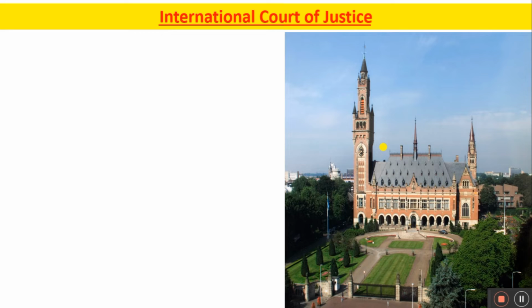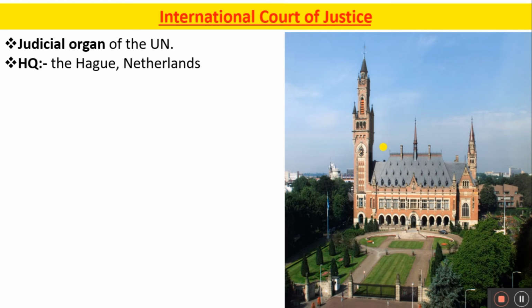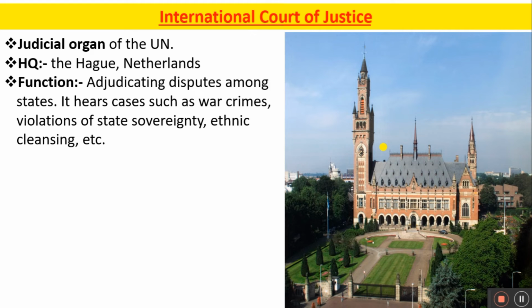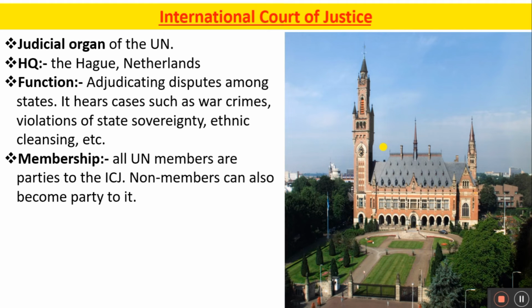The next organ is the International Court of Justice. It is a judicial organ of the UN. It is headquartered at The Hague in Netherlands. It adjudicates disputes among states. It hears cases such as war crimes, violations of state sovereignty, ethnic cleansing. All the UN members are parties to the ICJ. Also, non-member states can be parties to the ICJ.